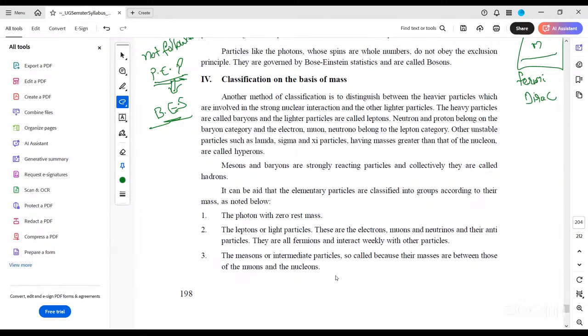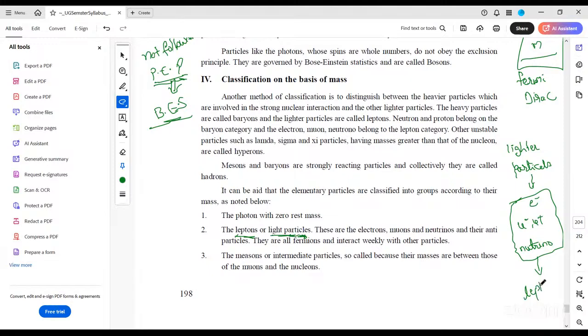So here what is mentioned in this, leptons are lighter particles. Second point, leptons are lighter particles. Which comes under leptons? I will write here what are the lighter particles we have. What is the list that comes under lighter particles? In lighter particles, we have electron, muon, ఇంకోటి neutrino. Electron, muon, neutrino. This is called lighter particles. Another name for lighter particles is leptons.